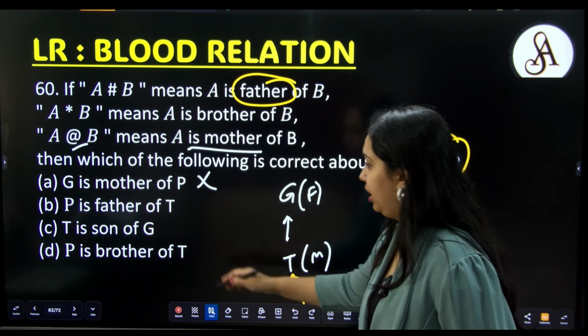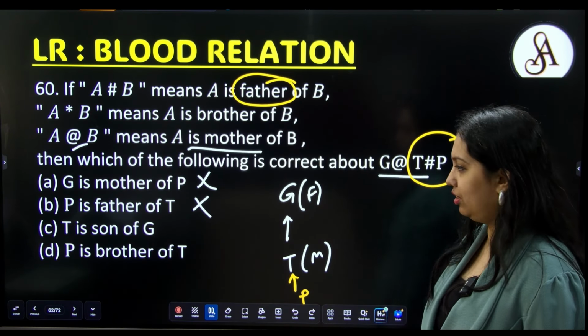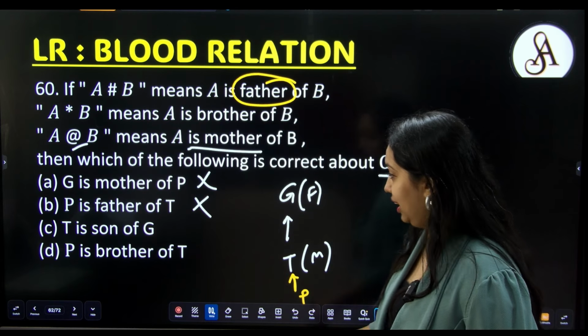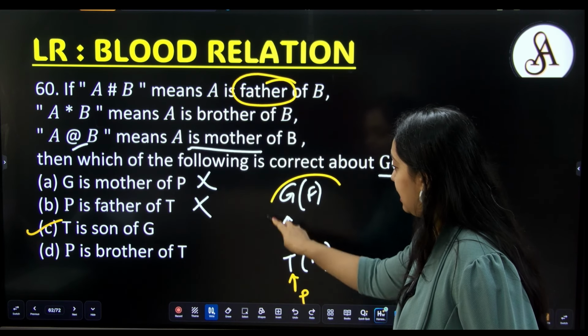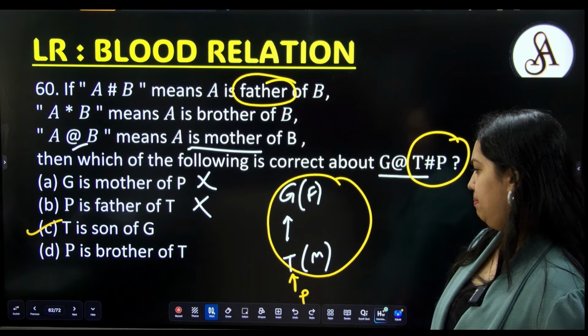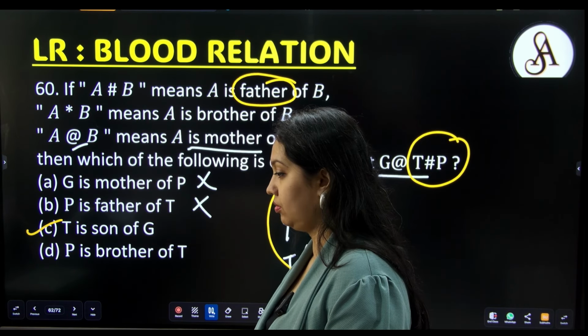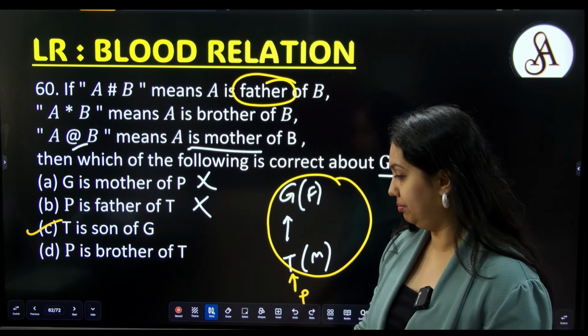P is father of T. No, P is the son or the daughter. Next. P is son of G. This is correct, because this has a mother-son relationship and P is the brother of T. No, that's wrong. Finally, we are done with the logical reasoning.